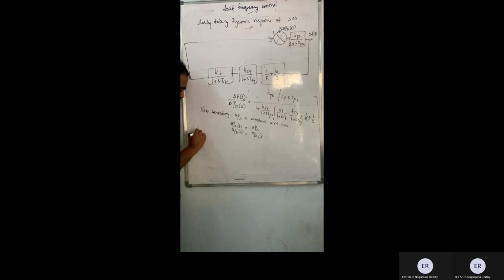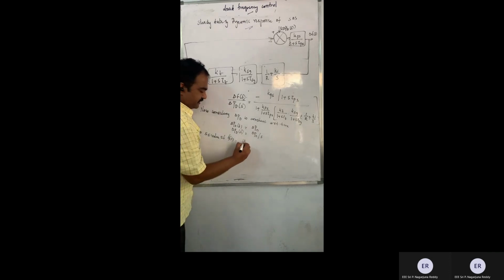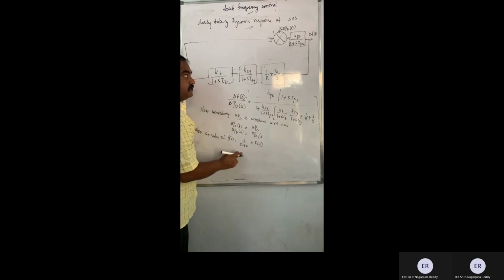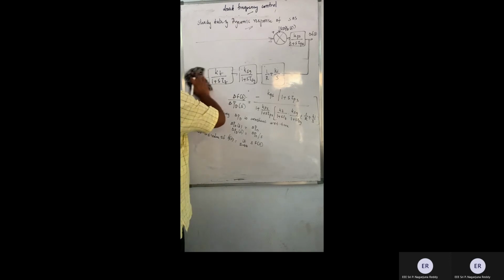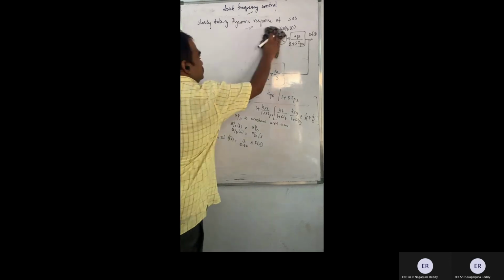Also, steady state value of f of t or delta f of s. So how to determine the steady state value? Limit s tends to 0, s into f of s, isn't it? What is f of s? This value is delta PD of s. You will substitute it here. So now I'm going to erase the figure and I'm going to write this one down.